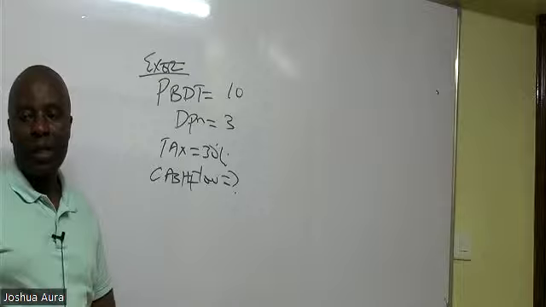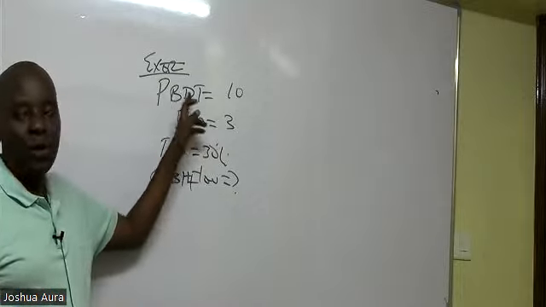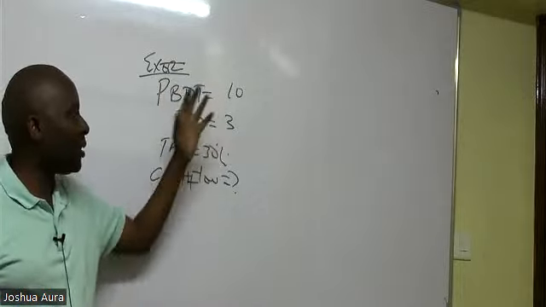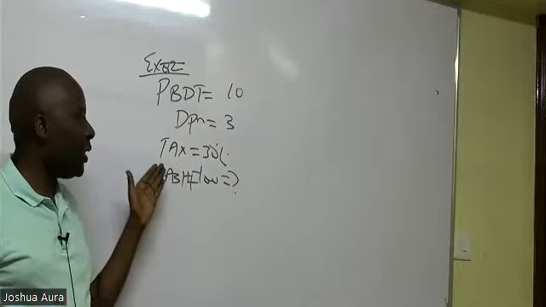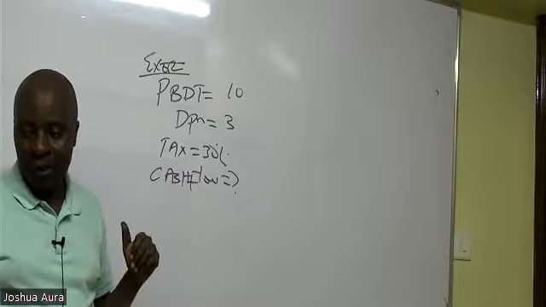Good question. They have given us profit before depreciation and tax of how much? Of 10. Depreciation is 3. Tax is 30%. Then they want us to give them cash flow.